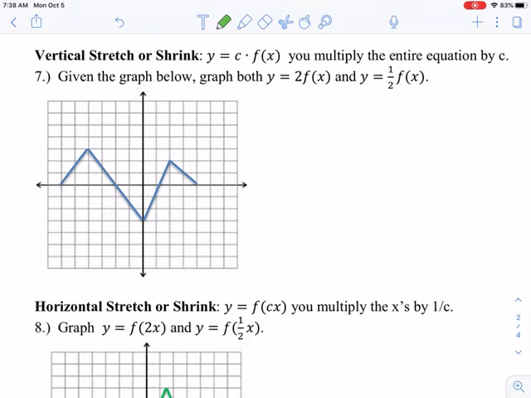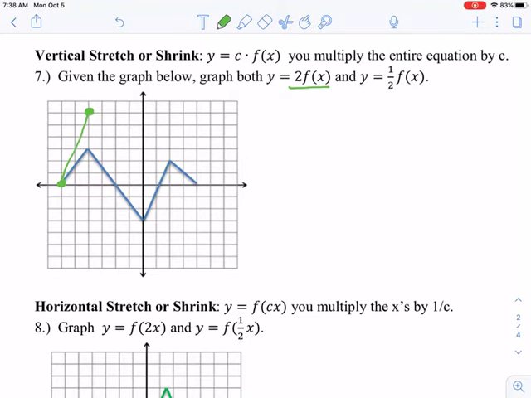So taking a look at our function here in number 7, I want to take each of my corners and multiply them by c. So let's start off with the first point here, back at (-6, 0). Let's find y = 2f(x) first. If I multiply the y coordinate of 0 by 2, it stays 0. Then my next corner here is at (-4, 3). So if I multiply the 3 by 2, that's going to be at (-4, 6). Notice that it's twice as tall.